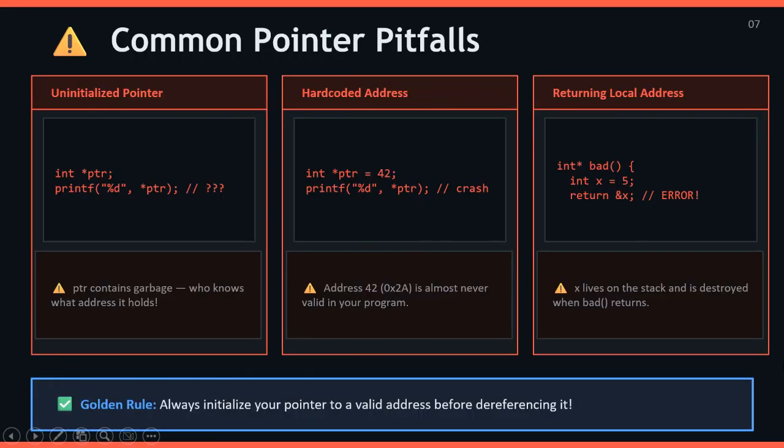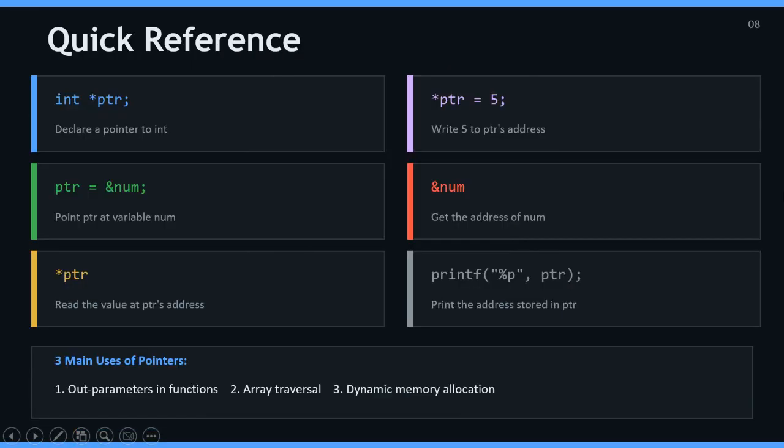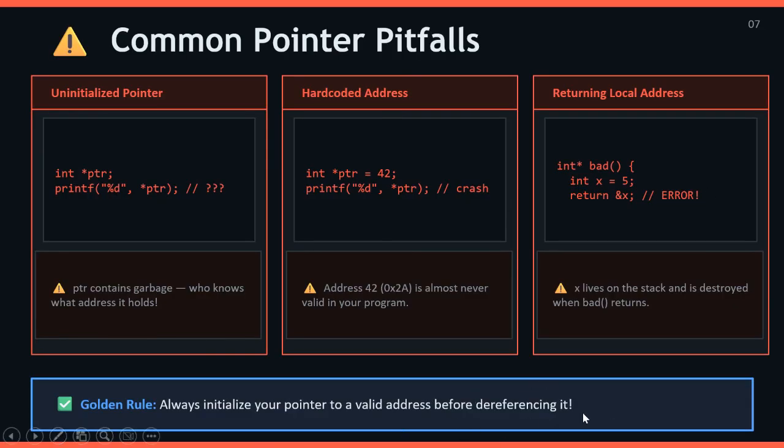Common pitfalls. The pointer contains garbage. Who knows what it holds? Here it's not initialized with anything, so you don't know what value it holds. If the pointer is given a value, not an address, it's not accurate and it'll crash. Also, x lives on the stack and is destroyed once it goes out of scope, essentially the scope of the variables within the method. And always initialize your pointer to a valid address before dereferencing.